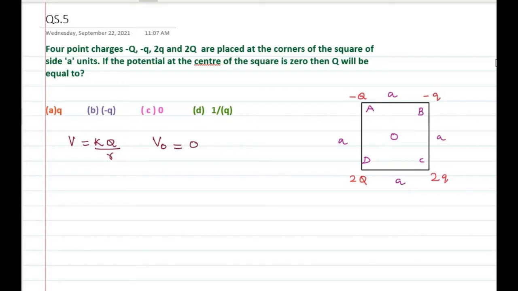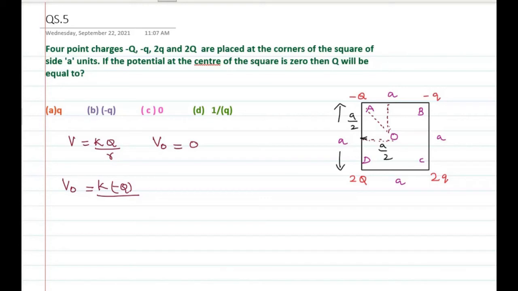From the diagram we can write the potential at V naught with respect to A using this formula: K into Q, and with respect to A it is minus Q divided by R. So you have to find half of the diagonal. What could be the distance for half of the diagonal? The total side is A, and for half it will be A by 2. Similarly here also, the total side is A and half the side will be A by 2.